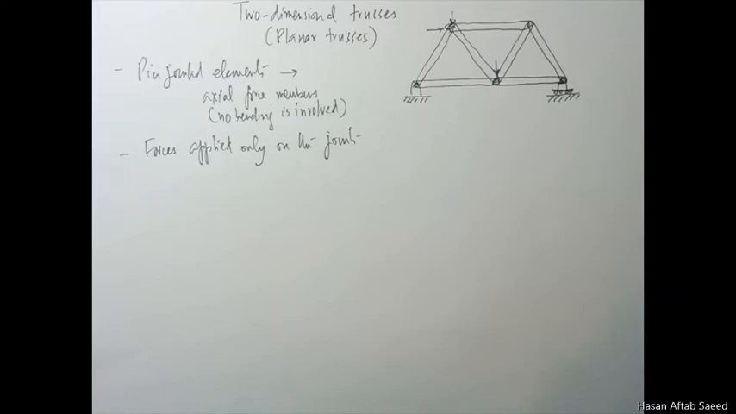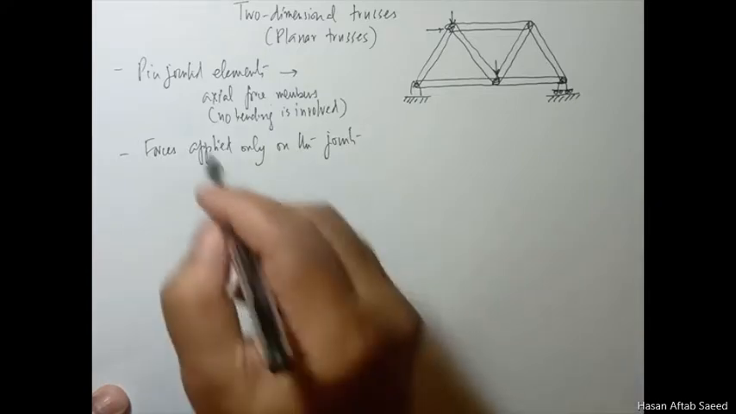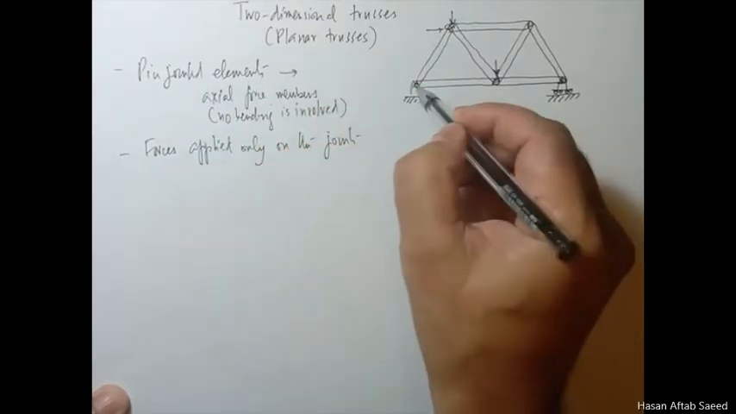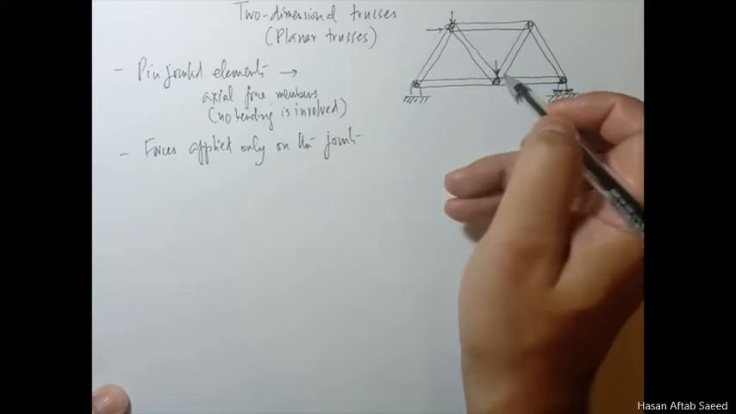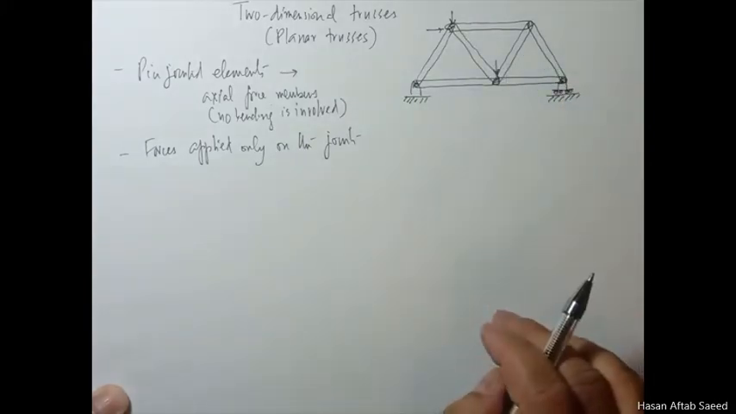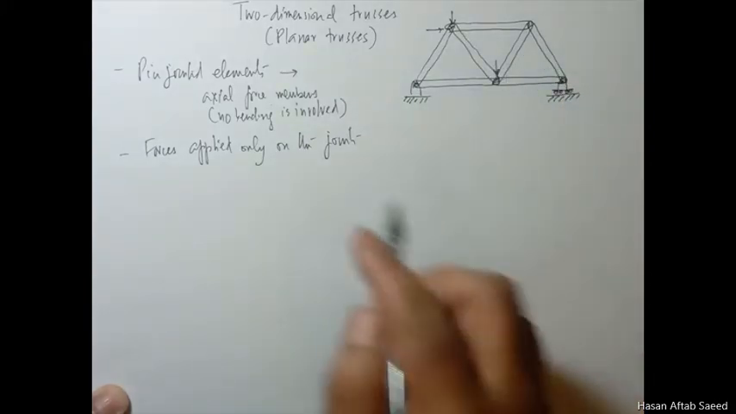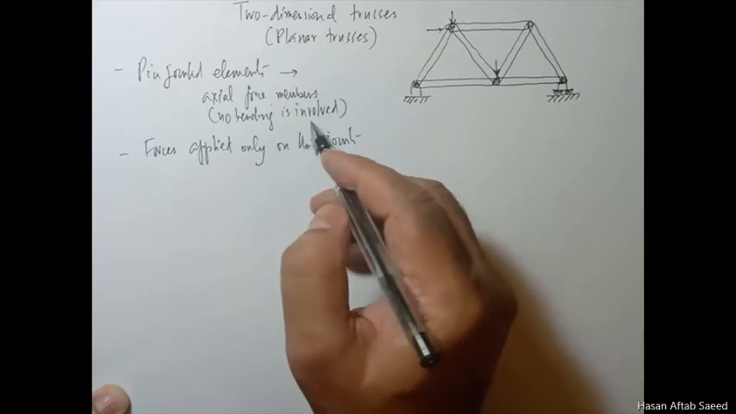Bismillahirrahmanirrahim. Today's topic is two-dimensional or planar trusses. First, we start with some definitions or some limitations. We'll be dealing with pin-jointed elements. Elements will be joined with pins. There's no welding involved, which means that these are axial force members.